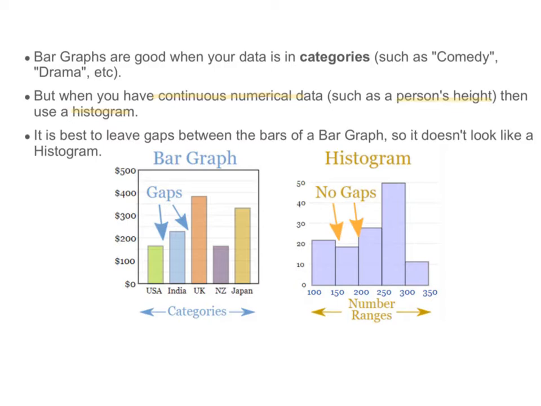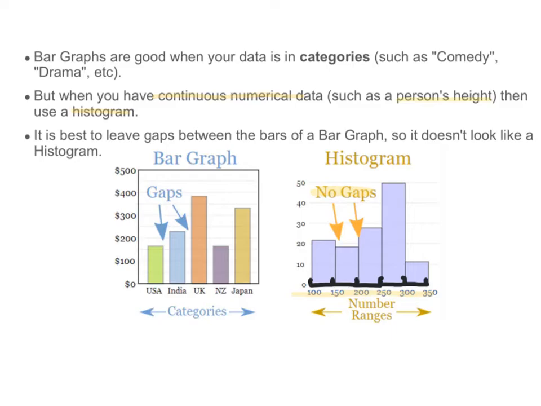Now, when you have a bar graph, you'll see that you have gaps in between the data because the data is categories which have no relation to each other. However, when you're using a histogram, you want to leave no gaps between the data because it's continuous numerical data, and each of the data points falls into one of these buckets of data, or ranges of values.